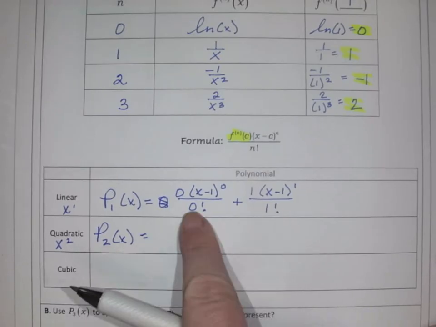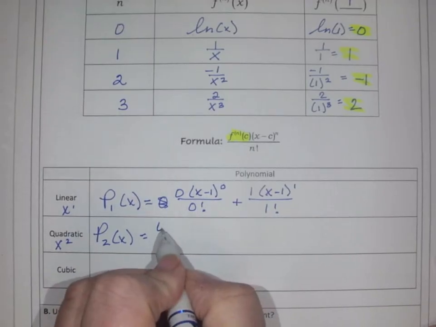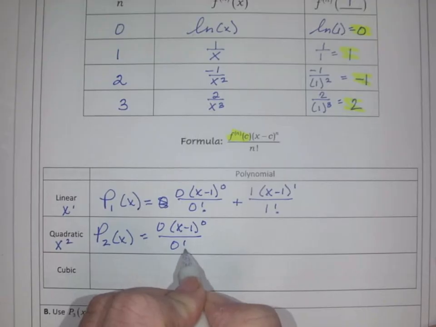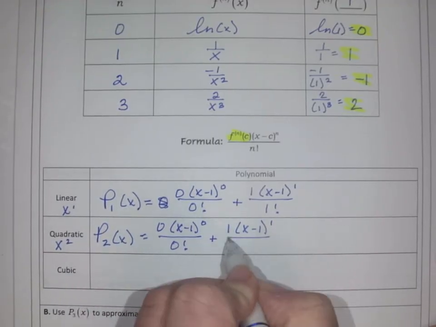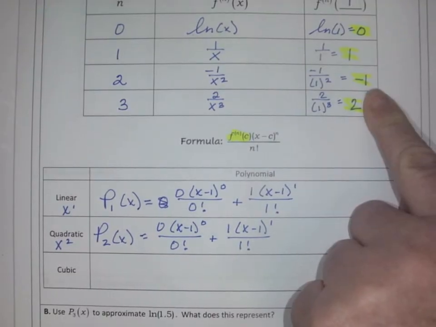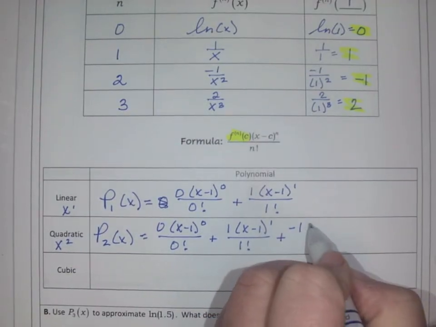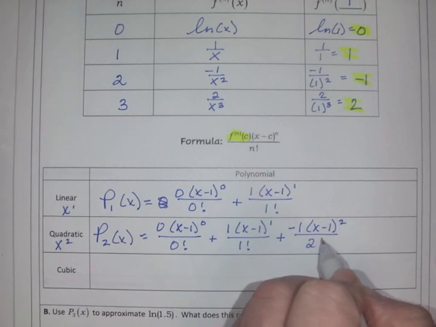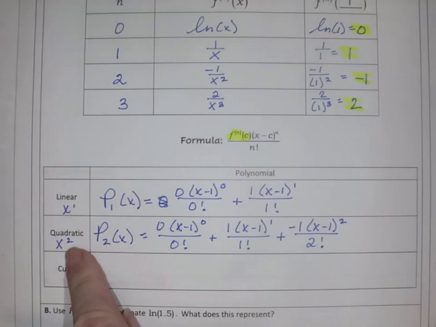So we're going to repeat the first two terms. 0 times (x minus 1) to the 0 over 0 factorial, plus 1 times (x minus 1) to the first over 1 factorial. Now we're going to come up with our second derivative, which is negative 1. So we would say plus negative 1, and we would go (x minus 1) squared over 2 factorial, and we would be done because we were only going to x squared.